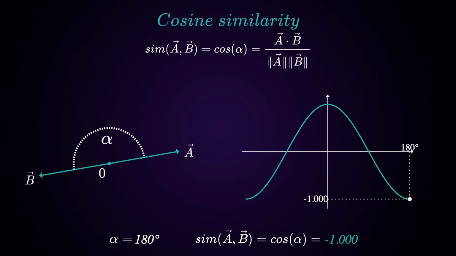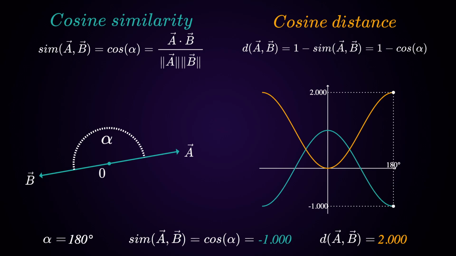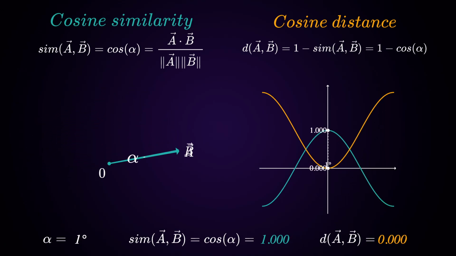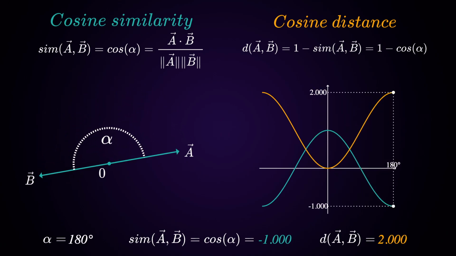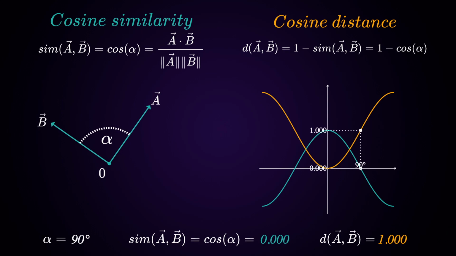Okay, but now we need to do something about distance, because distances usually are non-negative, right? So we can just take 1 and subtract the similarity. Then, if our vectors are aligned or pointing toward the same direction, the similarity is 1 and the distance is 0. And if they point in opposite directions, then the similarity is -1 and the distance is 2, which is the largest possible. And it makes sense. If the angle is small, then the distance is small too. And if the angle is large, then the distance will also be large.